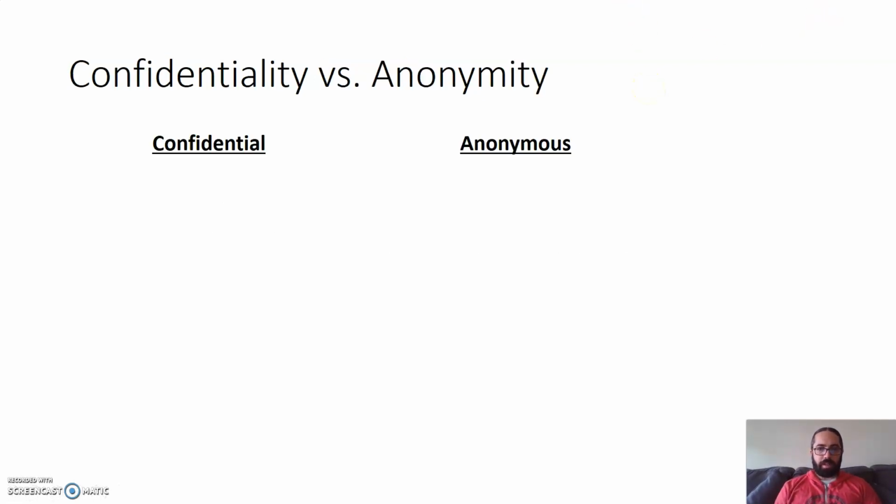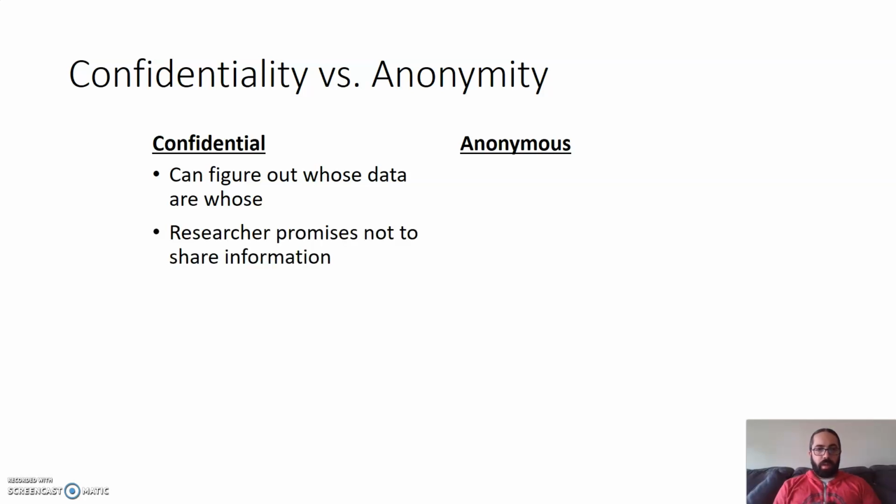One thing to note is the difference between confidential data and anonymous data. This is a mistake that people often make on the application. With confidential data, we can figure out whose data are whose, and typically we take steps to de-identify the data. So those are the steps I just described previously. Note the researcher promises not to share this information.